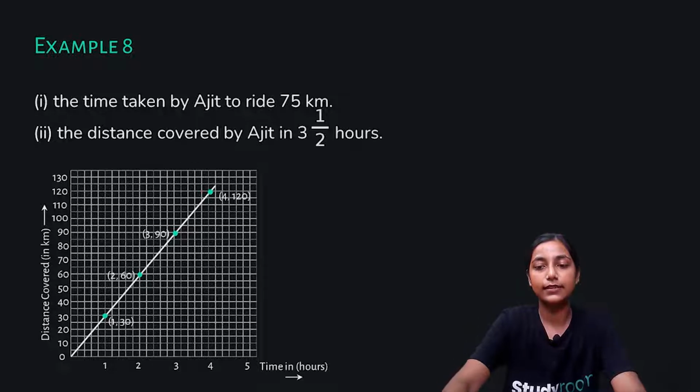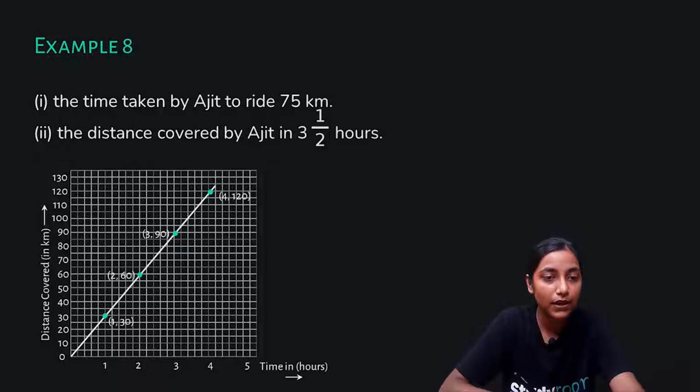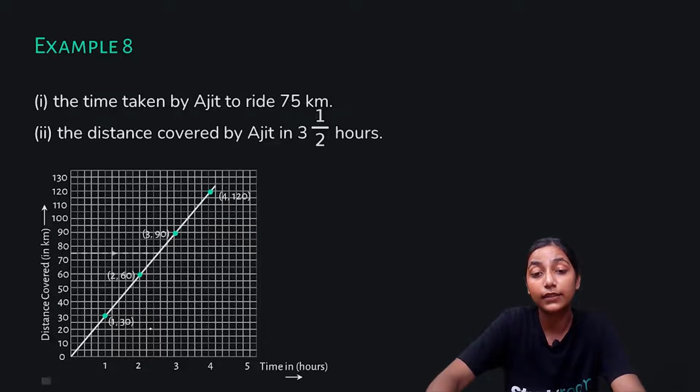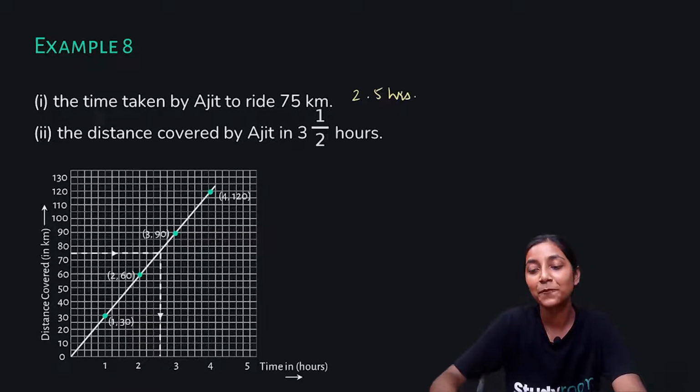Now the question that was asked is, find the time taken by Ajit to ride 75 km. So you have to check this 75 on the y-axis, you are getting 75 here. If you move to the right side and reach the linear graph, you get it here. So what x-axis value is representing this point? You go down and you will get between 2 and 3. So time in hours is 2.5 hours. So the answer for this is 2.5 hours, you can say, right?